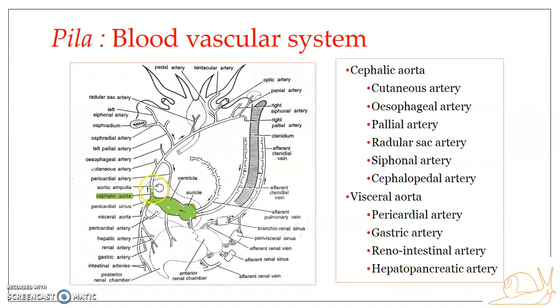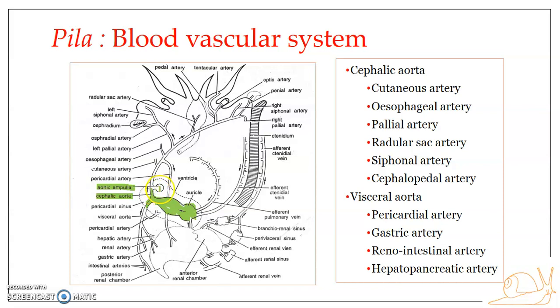As soon as the cephalic aorta originates, you can see there is another structure associated with it. It is known as the aortic ampulla. Since it is on the cephalic aorta, it is known as the cephalic ampulla. We have seen it in one of the previous videos. That aortic ampulla is a contractile dilation, a thick-walled muscular structure associated with the cephalic aorta. It is considered to be an accessory heart, a structure which helps in the functioning of the heart.